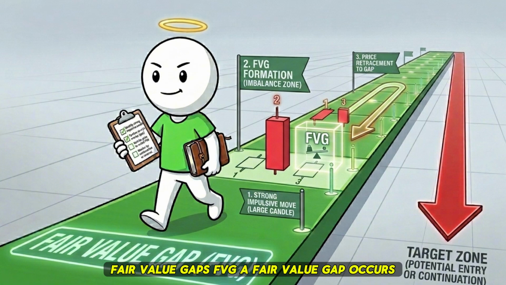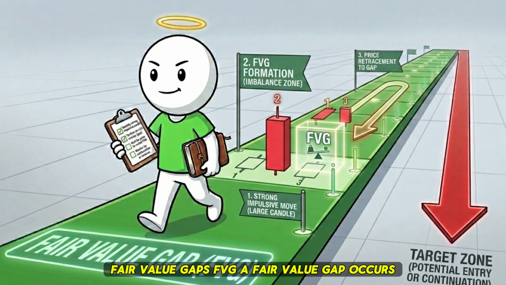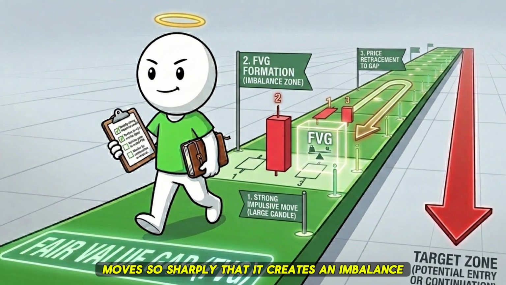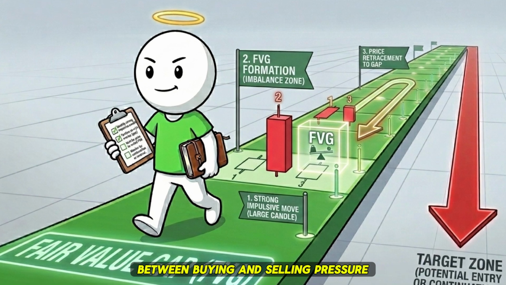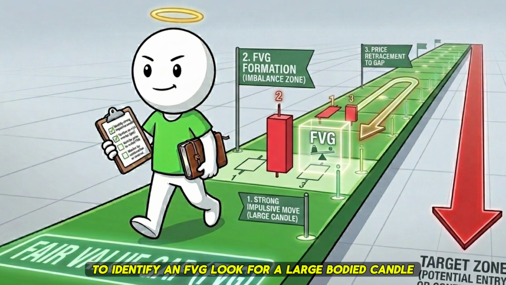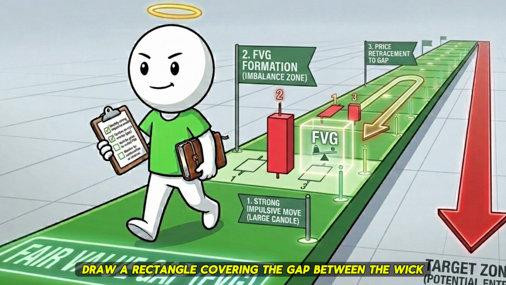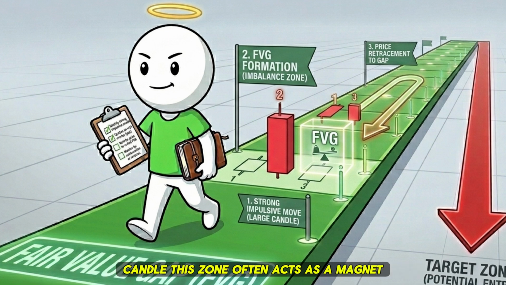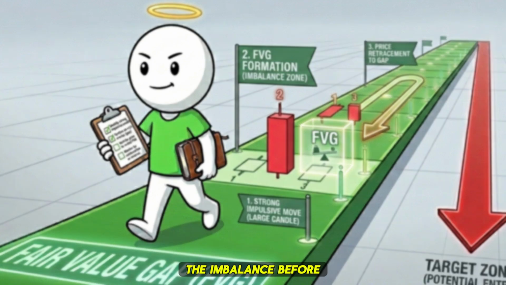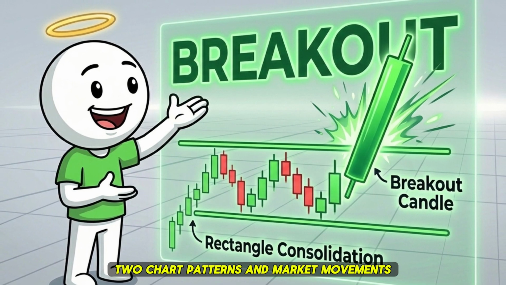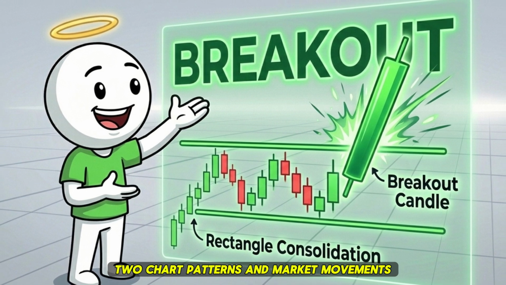Fair value gaps (FVG). A fair value gap occurs when a candle moves so sharply that it creates an imbalance between buying and selling pressure. To identify an FVG, look for a large-bodied candle. Draw a rectangle covering the gap between the wick of the preceding candle and the wick of the following candle. This zone often acts as a magnet, where the price is likely to return to fill the imbalance before continuing its original direction.